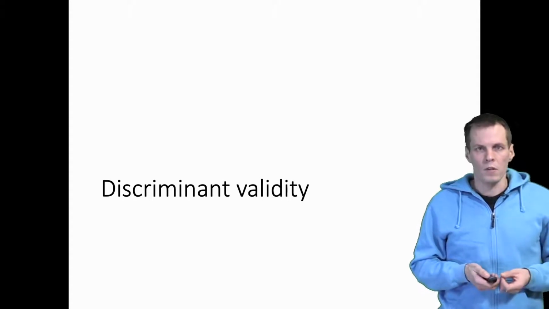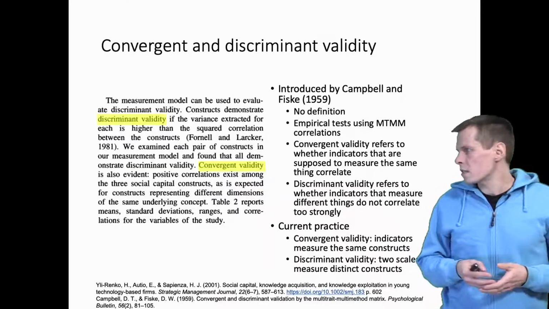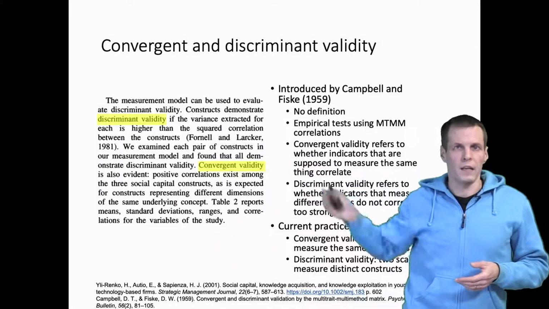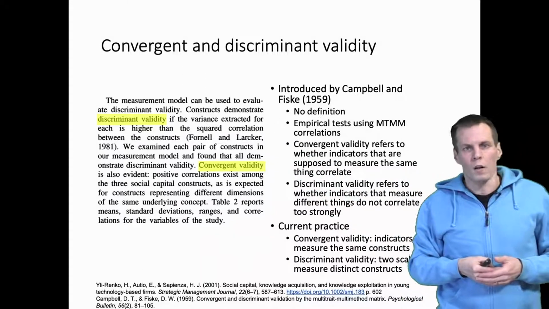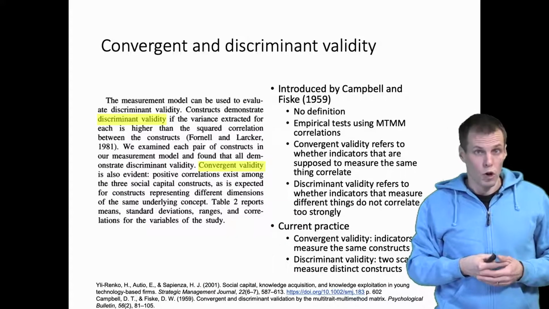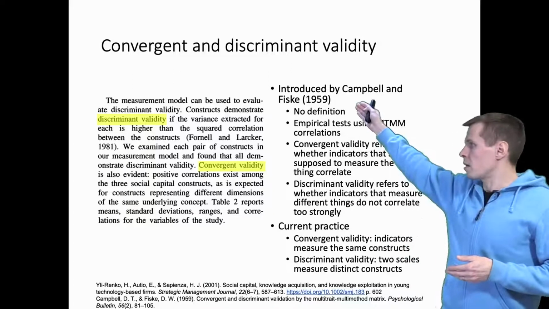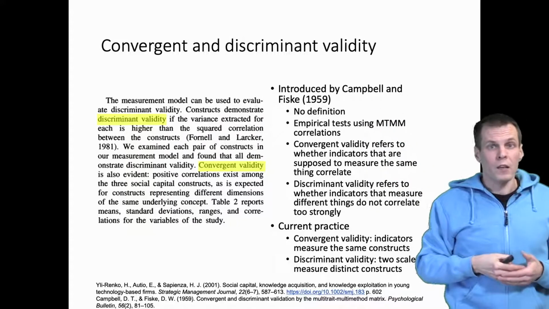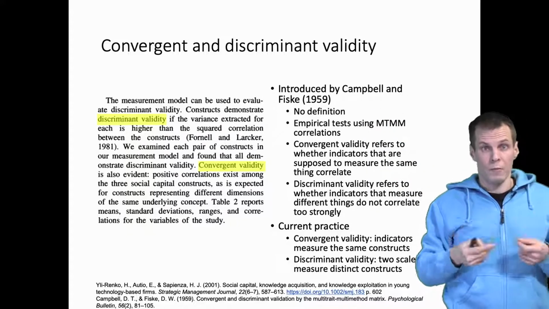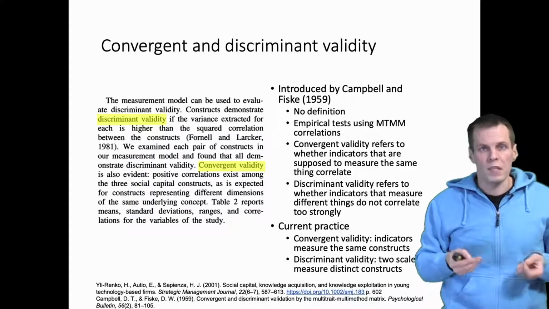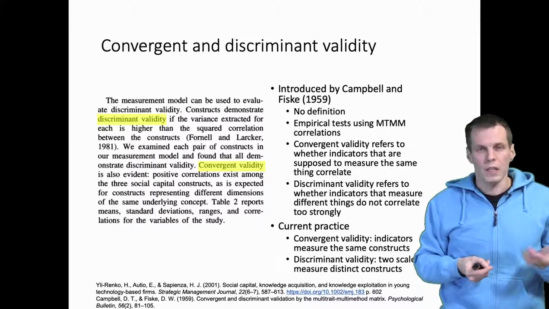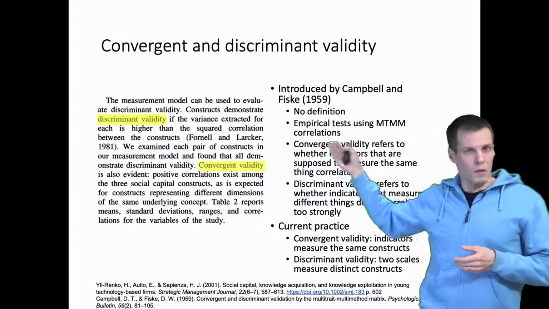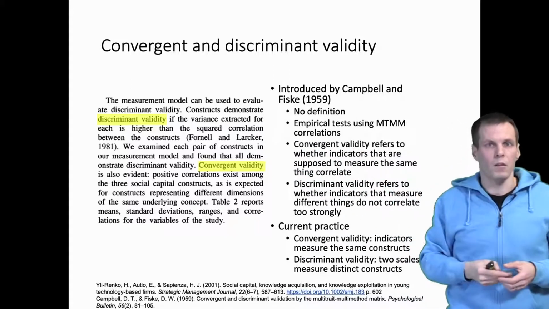Let's take a look at what discriminant validity is. Discriminant validity is often presented together with convergent validity, and that relates to the history of these two terms. They were originally presented by Campbell and Fiske in 1959, in the context of multi-trait, multi-method matrices, and this was presented as a validation procedure. But they never defined what convergent validity and discriminant validity mean outside the multi-trait, multi-method context.